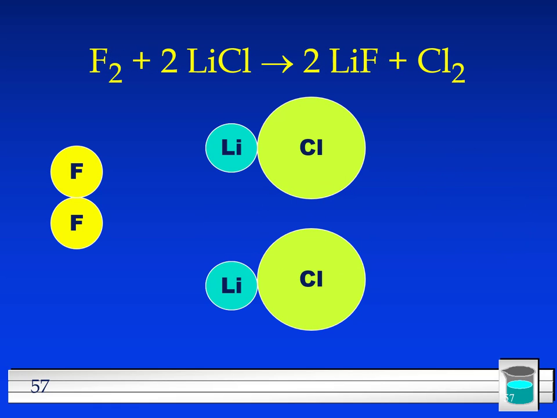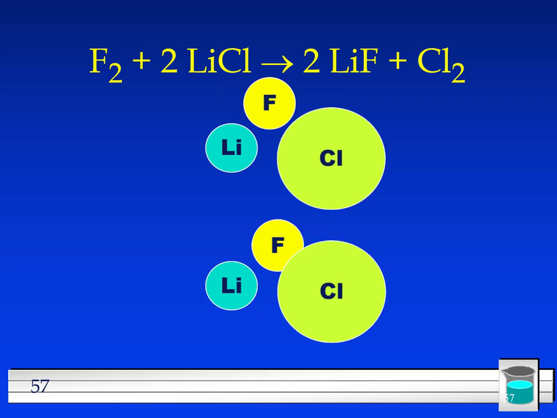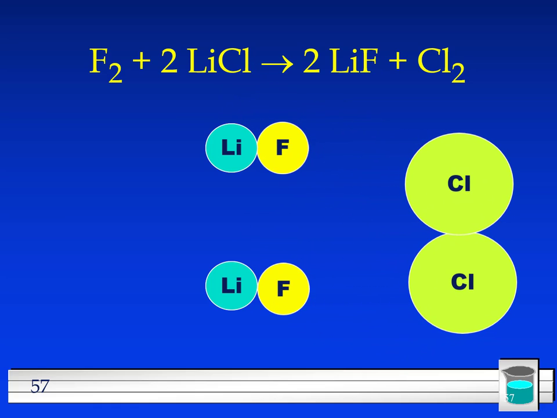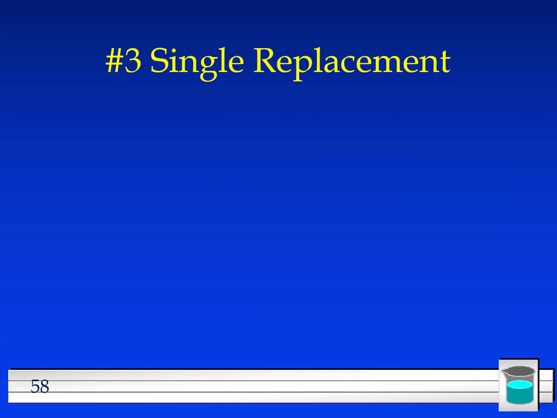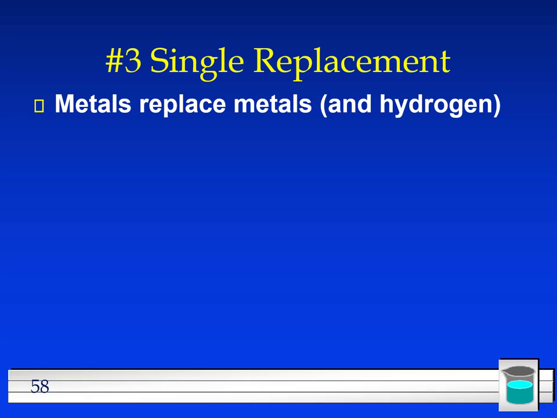Or, apparently fluorine's twins. So the fluorines don't take the place of the lithium, they take the place of the chlorines. And the chlorines end up by themselves. But chlorine can't be by itself, so it's Cl2. Single replacement. So metals replace metals.